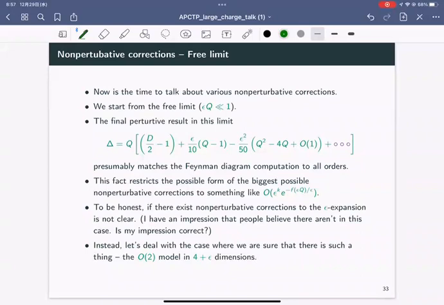So I wanted to talk about these various non-perturbative corrections. This time I was interested in the free limit, meaning epsilon times Q is much less than one. You have the Feynman diagram computation, but are there any non-perturbative corrections which cannot be captured by Feynman diagrams? I don't think people know if there are any non-perturbative corrections to the epsilon expansion.